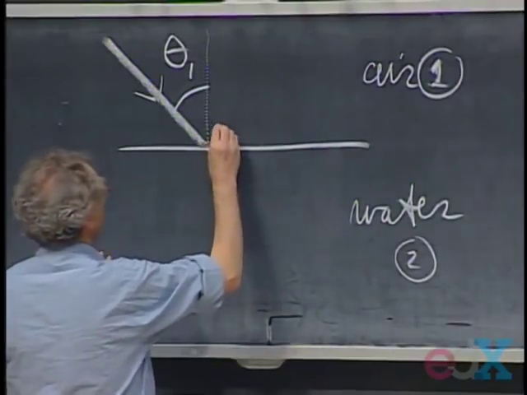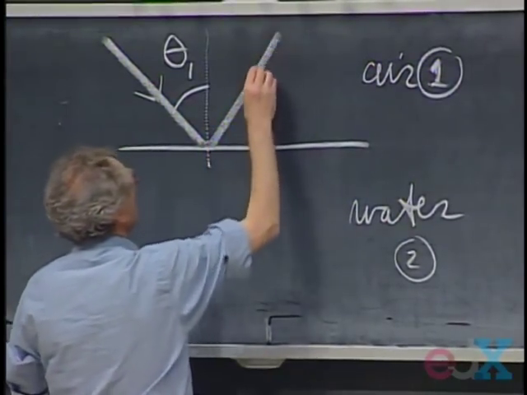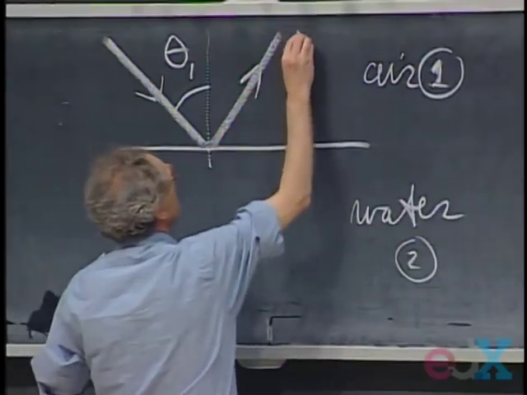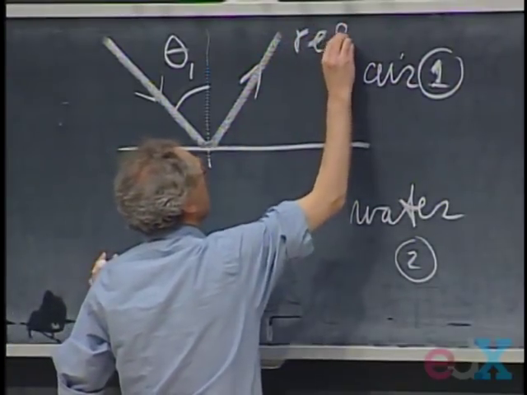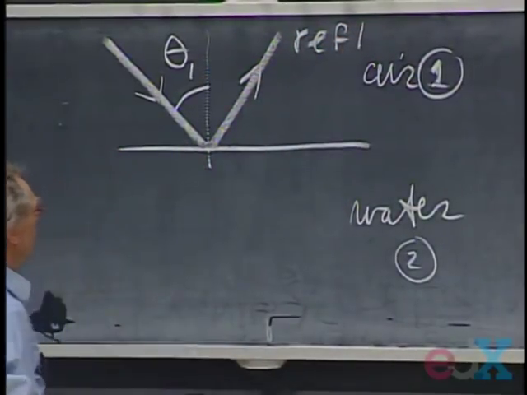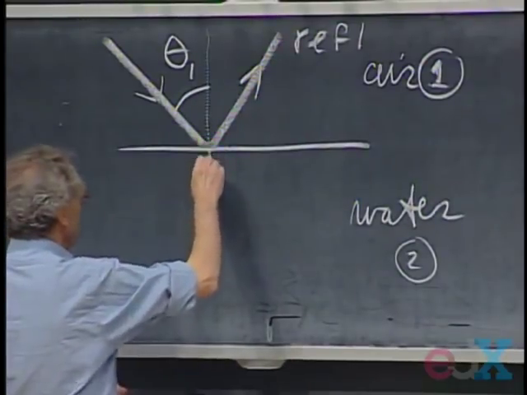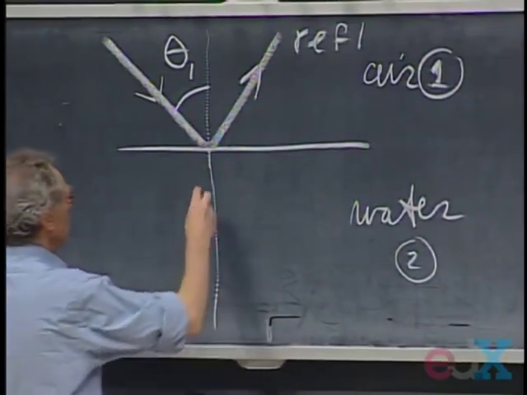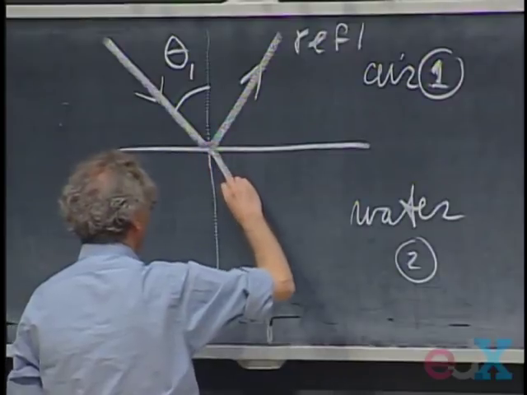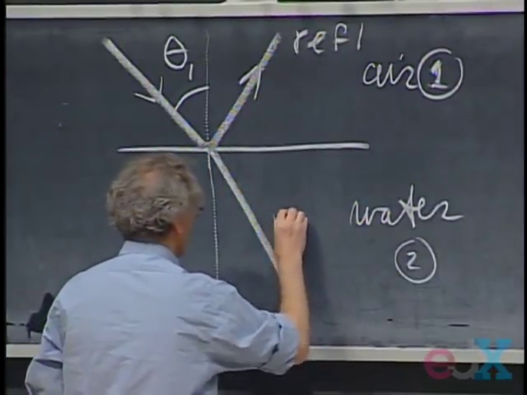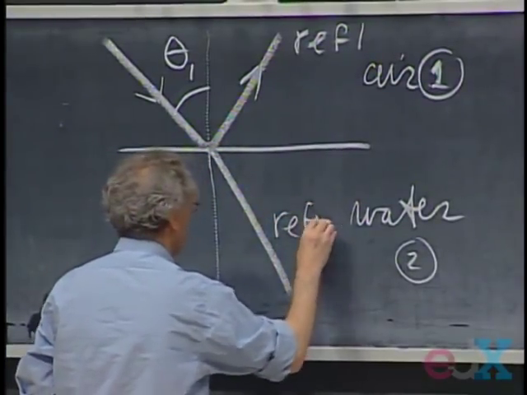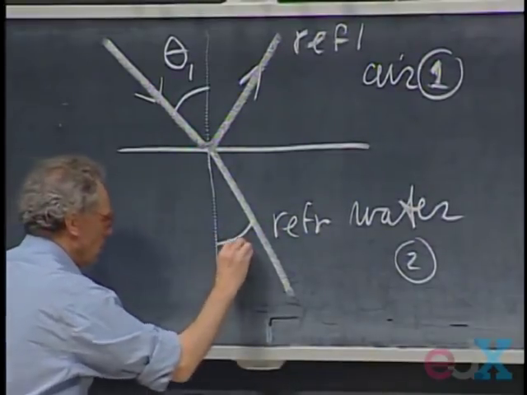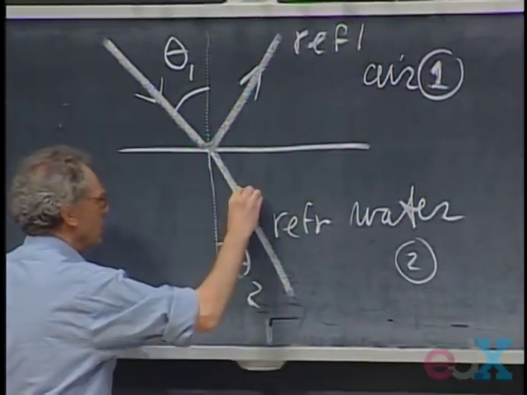I will see now that some of that light is reflected, reflected with an L as in lion. And some of that light goes into the water, and we call that refracted, refracted with an R as in Richard. And this angle we'll call theta two.